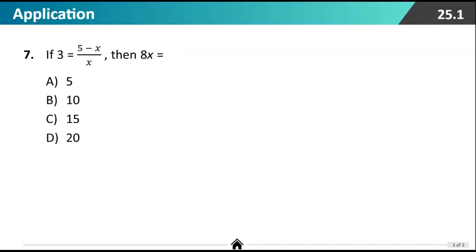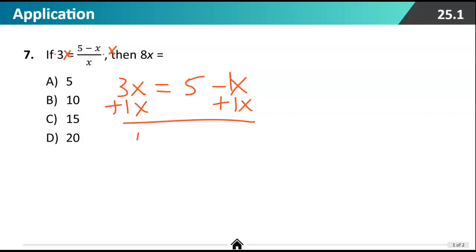For application problems, getting a little fancier because now we have an x in the denominator, but just like we did before, if we're dividing by something, we must then multiply by that same term, and we're going to multiply this side by x. That leaves us the problem 3x is equal to 5 minus x. Add 1x to both sides, and we're left with 4x is equal to 5. We're going to divide by 4, and we get x is equal to 5 over 4.